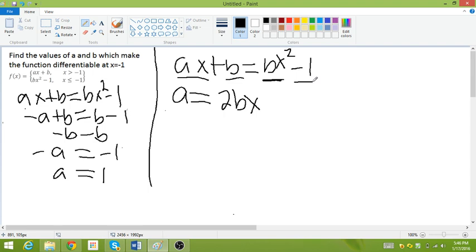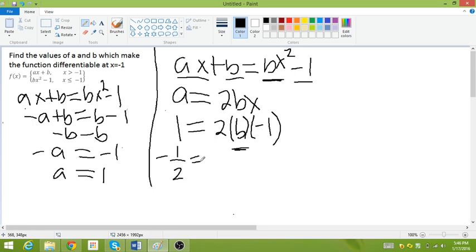Alright, so now we have the values of a and the x equals negative 1, so we can go ahead and substitute negative 1 and 1. So a equals 1 is equal to 2 times b times negative 1. Alright, now we only have one variable, which is b. So we go ahead and isolate b. So once we isolate b, we get negative 1/2 equal to b.